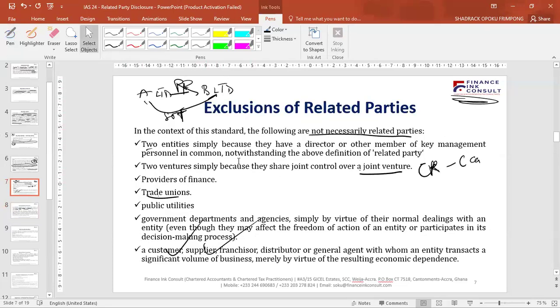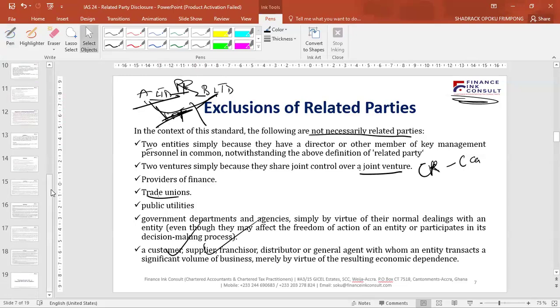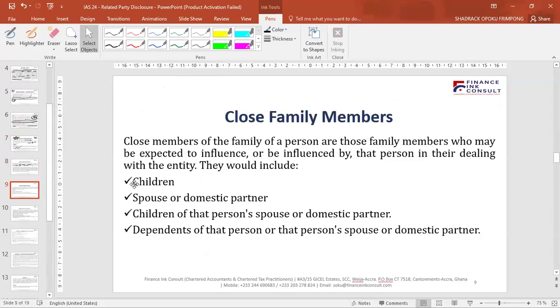So for a transaction between A Limited and Shadrach related, B and Shadrach related, but A and B is not. By virtue of them having a common director, it's not. Close family. Once again, take note of this.